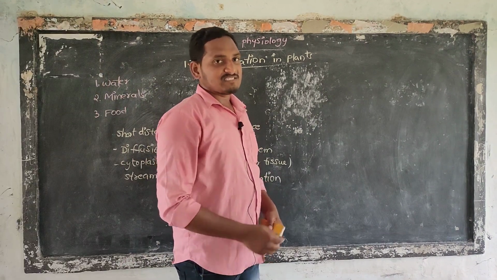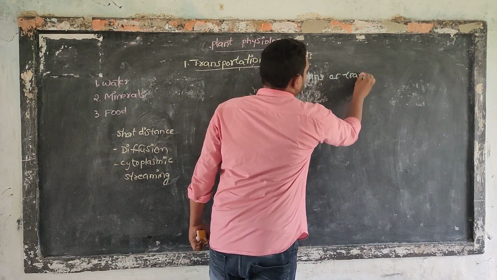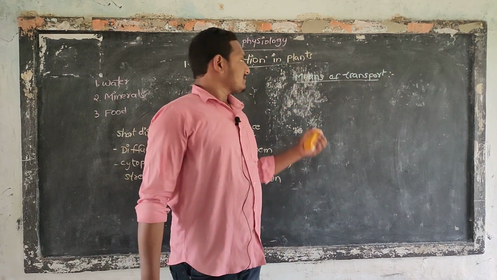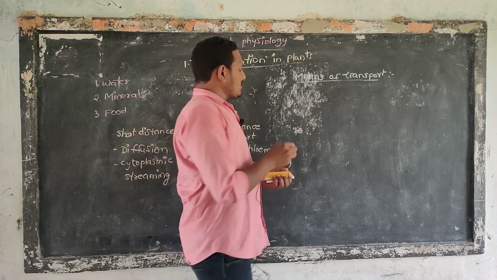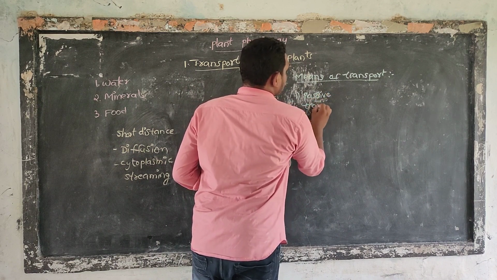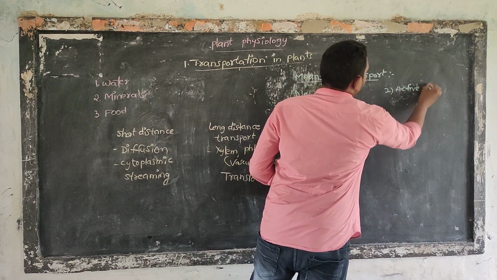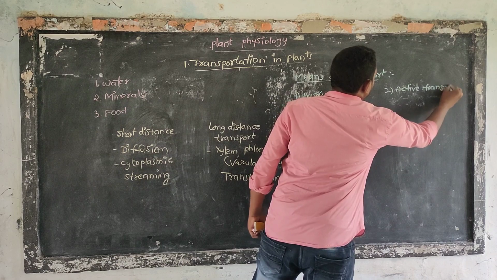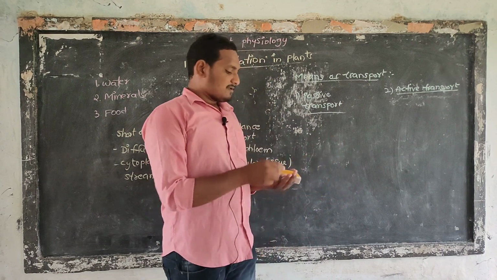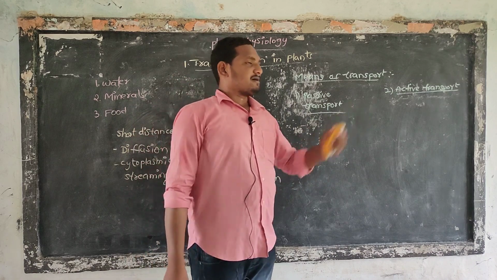Next, means of transport. These are the two ways mainly used to circulate materials in the plant body. One is passive transport, and the other is active transport. First of all, passive transport.